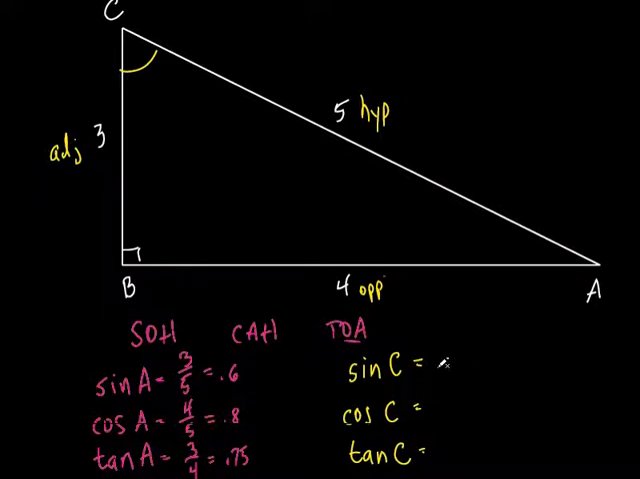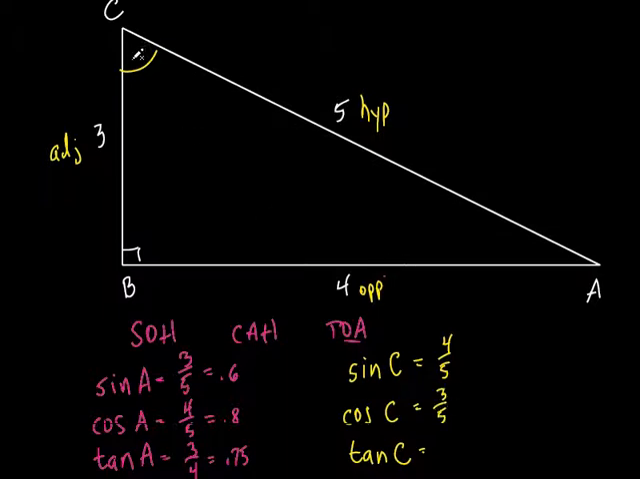So let's do this. Have you figured this out yet? The sine of angle C. So what's the sine? It's opposite over what? Hypotenuse, which is what? 4 over 5. Look at the cosine. Still with angle C. The cosine is the adjacent over the hypotenuse. So it's adjacent, which is 3, over the hypotenuse, which is 5. So it's 3 over 5.